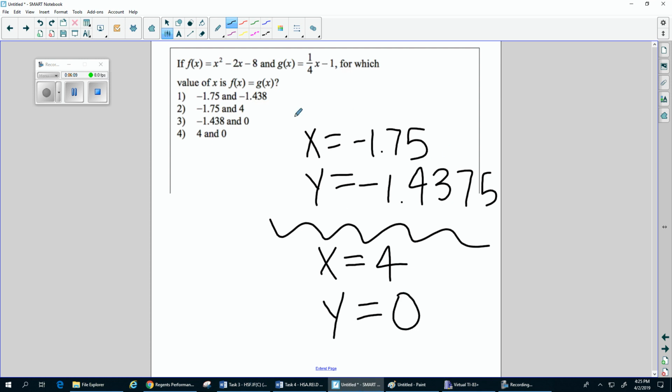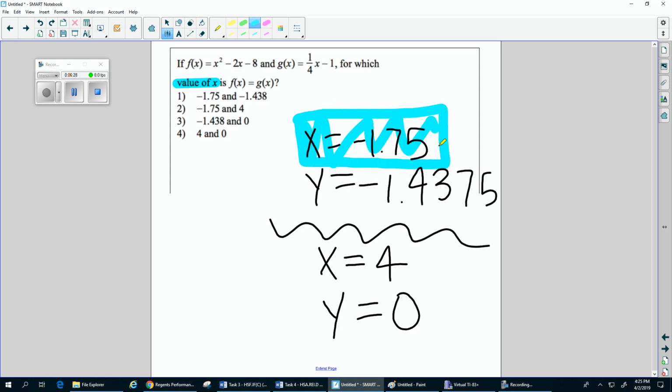Now, let's try to understand the problem. What is the problem asking us for? If f of x is equal to this and g of x is equal to this, for which value of x are they equal? Are these two functions equal? Again, we only want to focus on the x values. We don't even care about the y values here. We're focusing just on our x values. So they're equal when x is equal to negative 1.75 and when x is equal to 4.